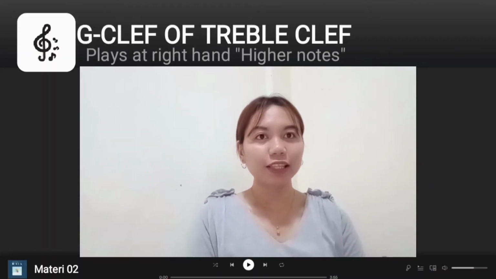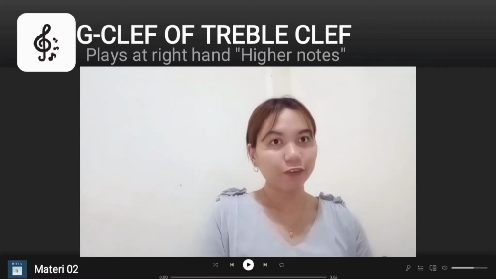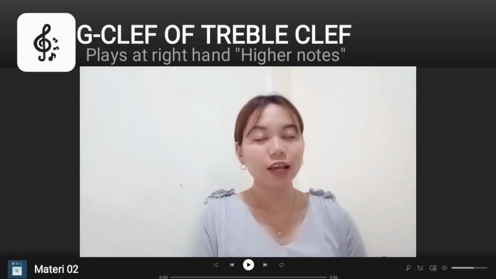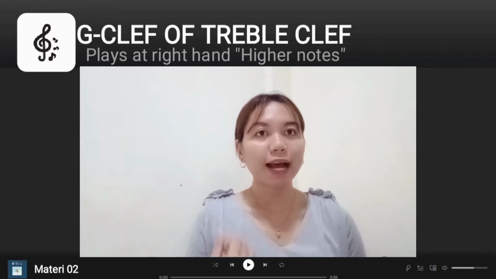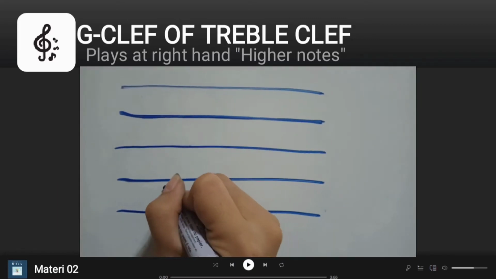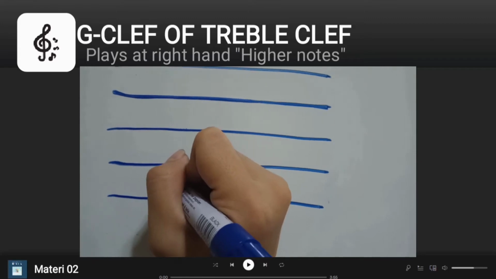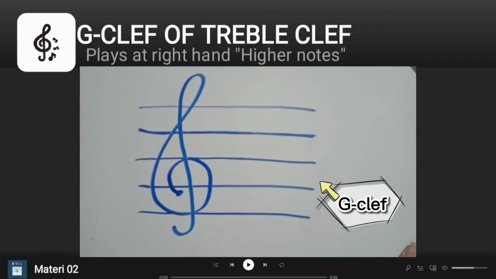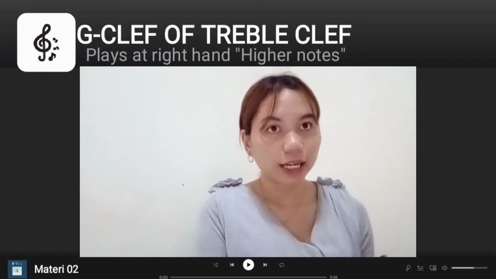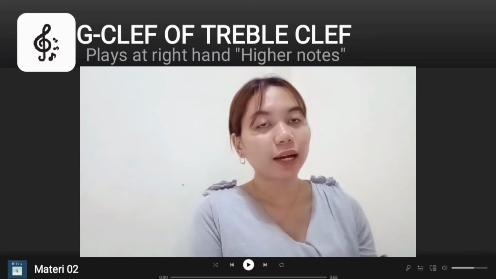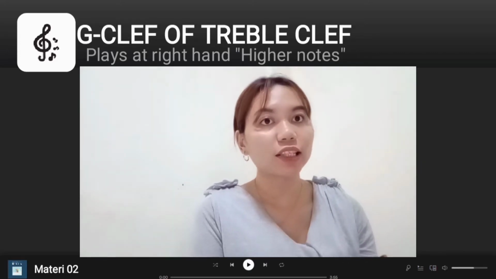Okay, sa music, meron tayong dalawang clefs. Ito ay ang G clef or ang treble clef na tinatawag, and another one is the bass clef or mas kilalang F clef. So ngayon ipapakita ko sa inyo kung paano mag-drawing ng G clef and F clef. Okay, so the G clef or treble clef is the highest range of sound in music. So ito yung mga voice, mga instrument that has the highest range of sound.